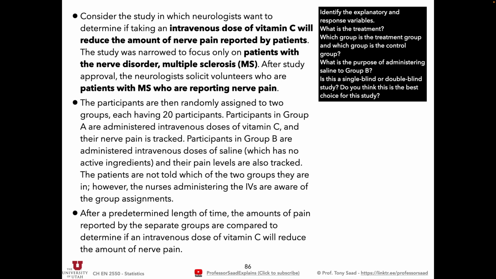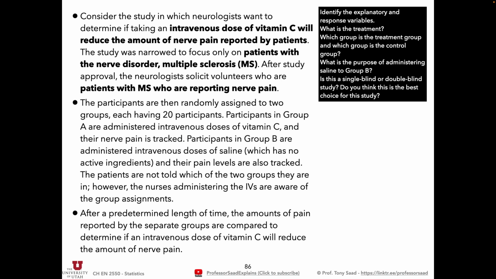Okay, so we start with the first question: identify the explanatory and the response variables. So vitamin C, response variable is pain level, okay? What is the treatment? Dose of vitamin C, right? Intravenous dose of vitamin C. Which group is the treatment group and which group is the control group? So group A, is it the treatment or control? Treatment. Group A is given vitamin C, so that's the treatment group. Group B is given the saline, so that's the control group, okay?